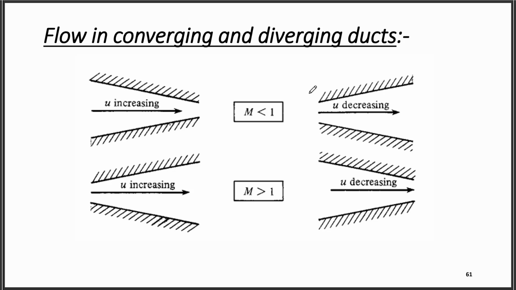For Mach number greater than 1, a divergent nozzle will give an increment in velocity, and a converging nozzle will give a decrease in velocity. Any doubt till now?